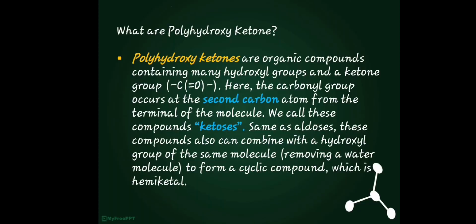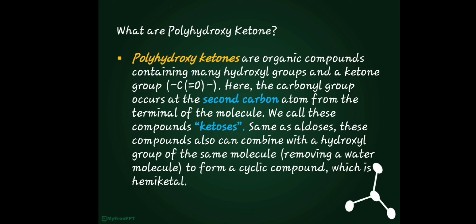Okay, so let's proceed to another slide. So, if there is a polyhydroxy aldehyde, there is also a polyhydroxy ketone. As I've said kanina, na-explain ko na that the difference between polyhydroxy aldehyde and polyhydroxy ketone is that the terminal of polyhydroxy ketone is a ketone formula. So, to be exact, to explain it further, when we say polyhydroxy ketones, these are organic compounds containing many hydroxyl groups and a ketone group.